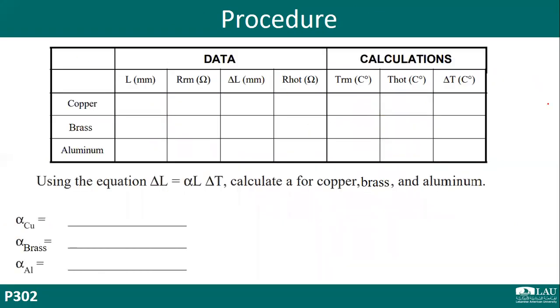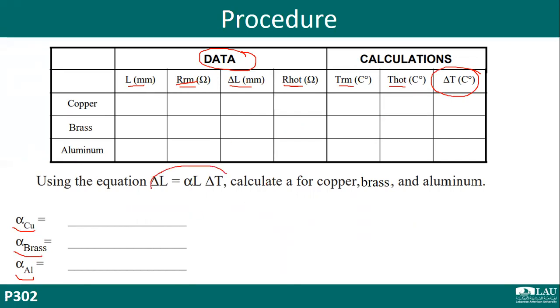So here's the table. You have the data. These data are the ones collected from the lab: the length of the rod, the room temperature, resistance, delta L, and R hot. Now, from R hot and R room temperature, we'll be able to calculate T room temperature and T hot, and then delta T for the three different materials. And then you'll be able to obtain alpha copper, alpha brass, and alpha aluminium.